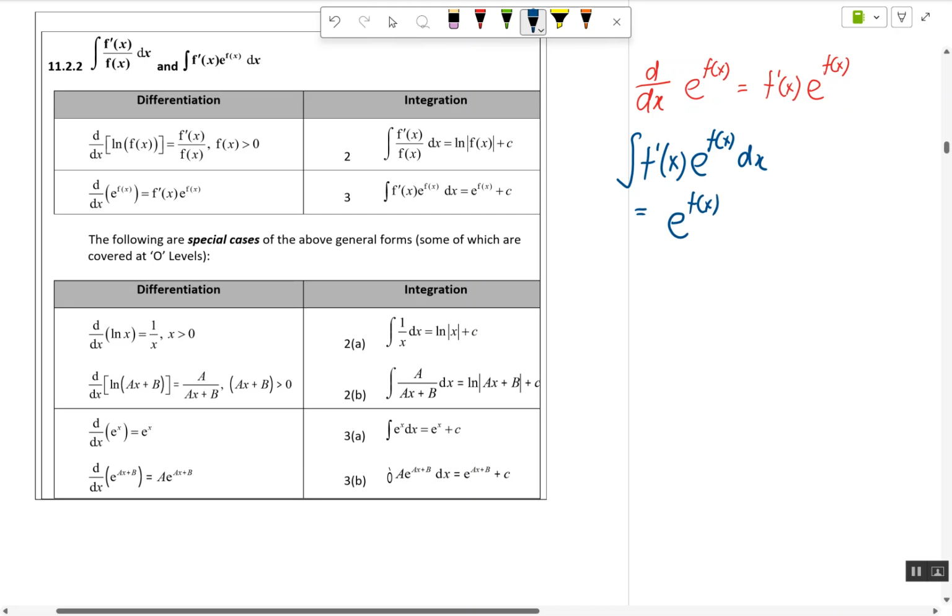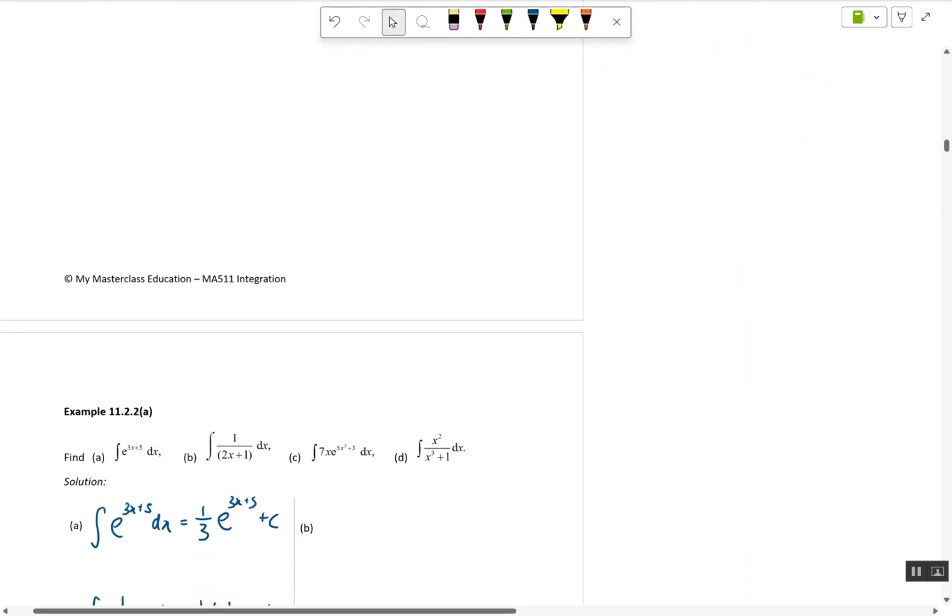Why is the f prime x missing? Just like your chain rule, the f prime x is a result of the differentiation. So when I integrate an f prime x together with e to the power of fx, it will be gone because integration is a reverse of differentiation. Okay, and that is the thing that must be in your mind when you do integration question. Okay, so I'm going to dive in to this.